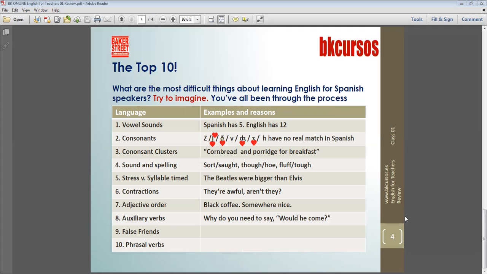The length of the vowels. The length of the vowels, or, for example, in the first 2 words in number 4, what are those 2 sounds? So we have, what is that? Sort and sort. So it's exactly the same.